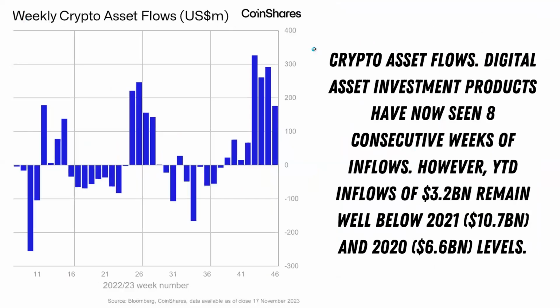Even in crypto, right? If you take a look at weekly crypto asset flows, this is from CoinShares, digital asset investment products have now seen 8 consecutive weeks of inflows. However, year-to-date inflows of 3.2 billion remain well below the 2021 and 2020 levels. So we're seeing massive amounts of money flowing into crypto, and again, 8 consecutive weeks. But at the end of the day, when you compare it to 2020 and 2021, it's basically half or a third of those levels. So a lot of sentiment is starting to go bullish and more positive back into crypto. It's just not at the same levels that we saw in the past.